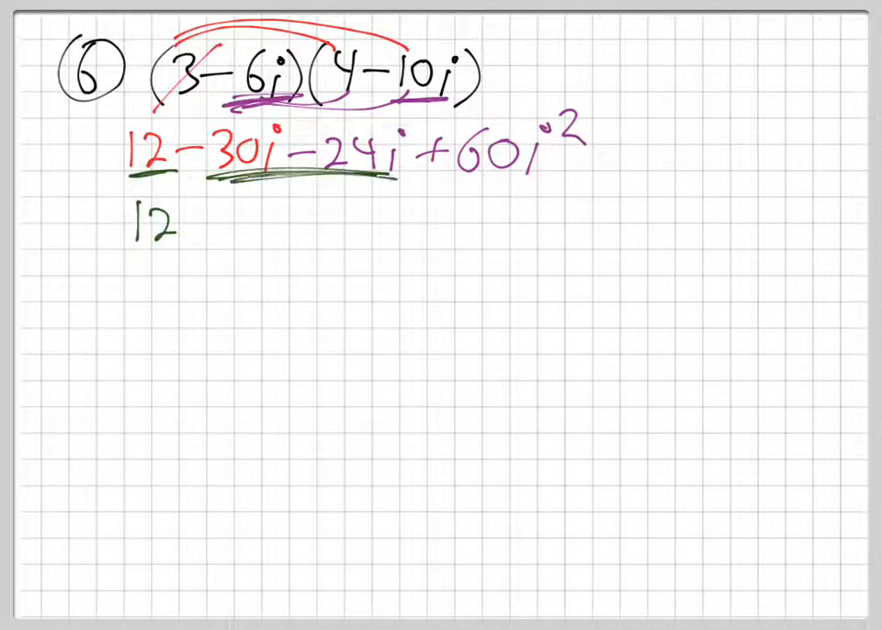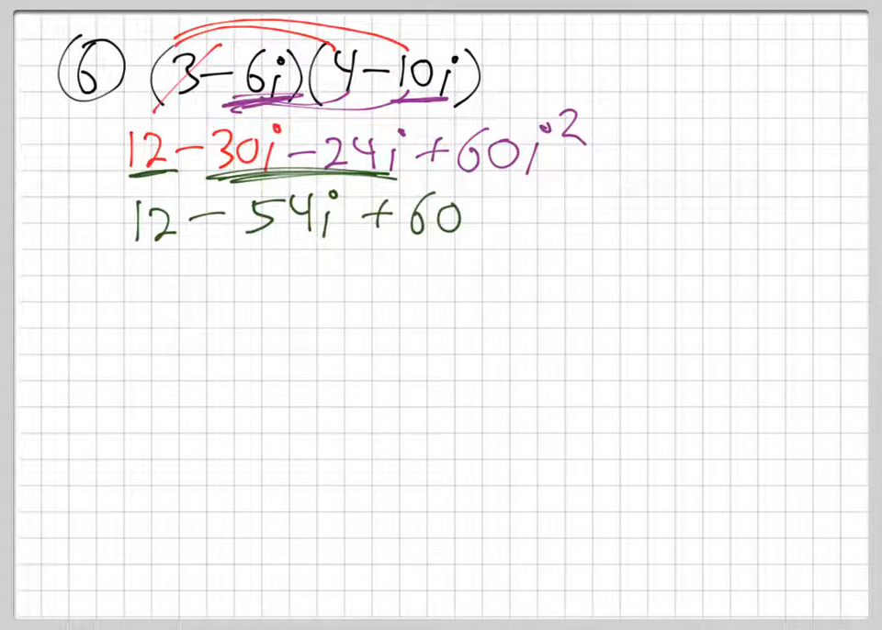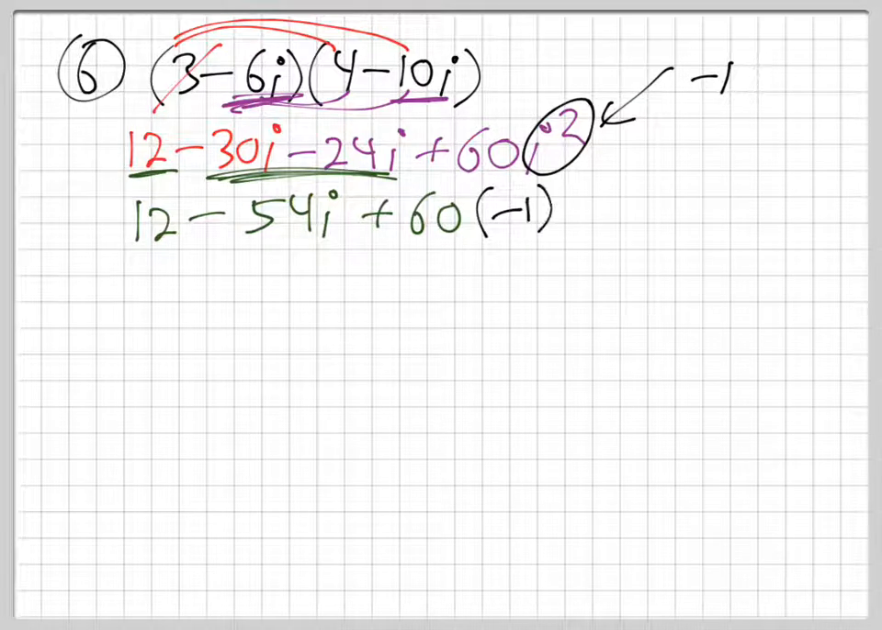These two in the middle are like terms, aren't they? So they can combine. What is that? Minus 54i. And now, what do we do with i squared? Pop in a -1. Yeah. So notice, we leave the plain i as plain i. We don't mess with that. But i squareds, we never leave them. We just pop in a -1. So pop in a -1. And what is 60 times -1?